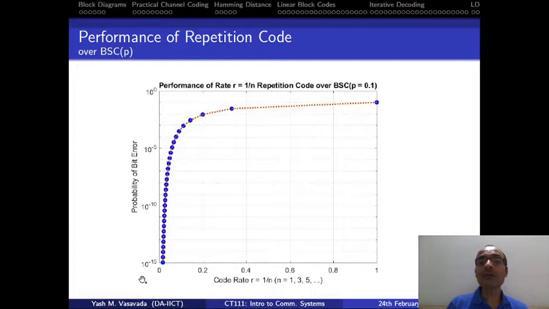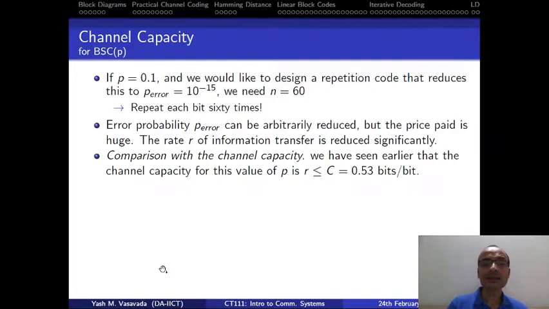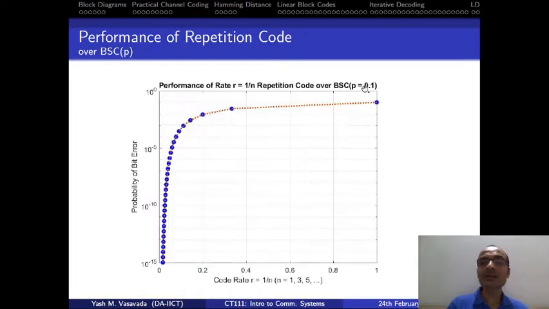But even for that non-zero rate, I will need to make the rate here 1 over 61. For each bit that I am sending, I will need about 60 additional bits. The same bit repeated 61 times, or 60 times in general, roughly speaking. So you can see that the rate becomes so small, 1 over 61. What was the P value? P is 10%.